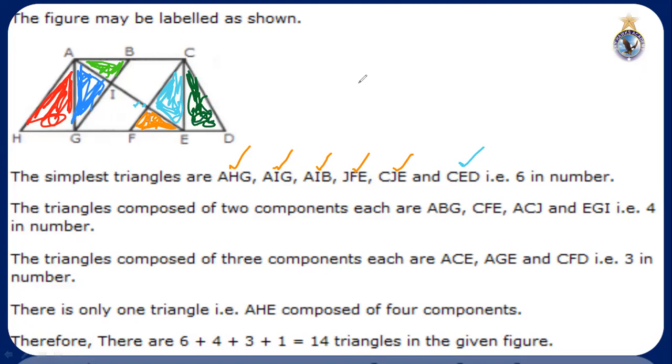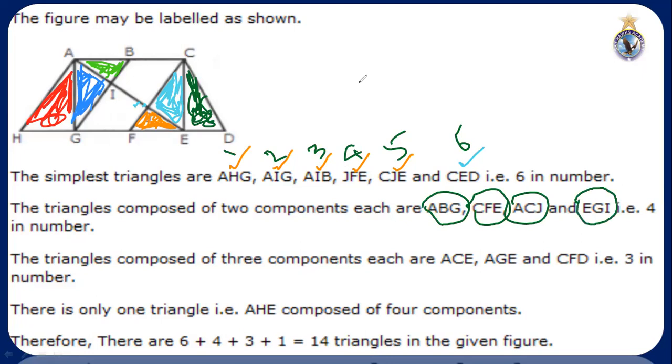Then these are how many? These are 6. 1, 2, 3, 4, 5, and 6. These are the 6 triangles. Then the triangles composed of 2 components each are, the next, ABG. So we will look for ABG, then CFE, then ACJ, and then EGI. That is 4 more triangles.